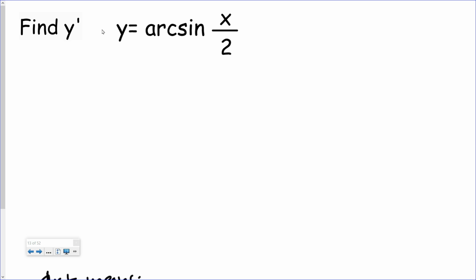I'm going to take the derivative of both sides, okay? And the formula for the derivative of arc sine is u prime over, and I've memorized this, the square root of 1 minus u squared. All right, now this is just a plug-in, but you got to plug it in right.